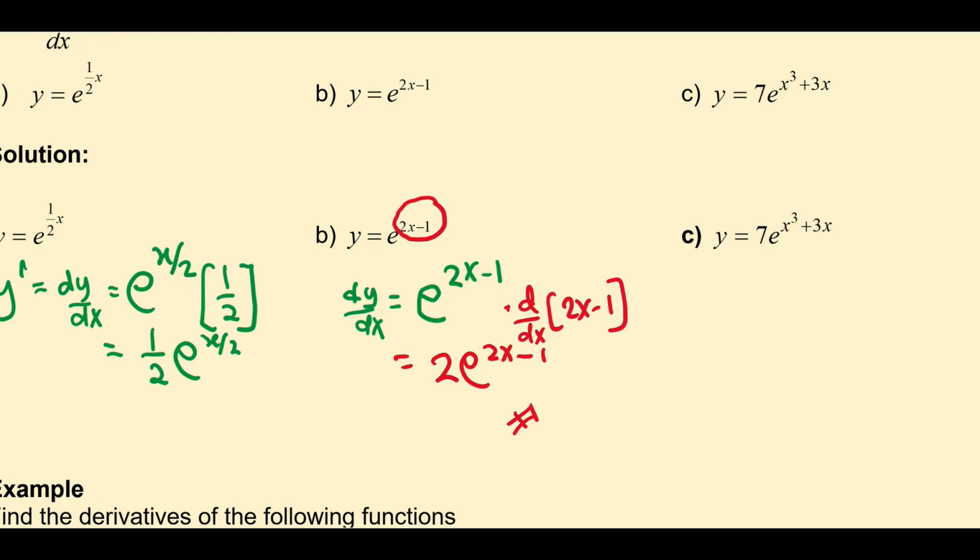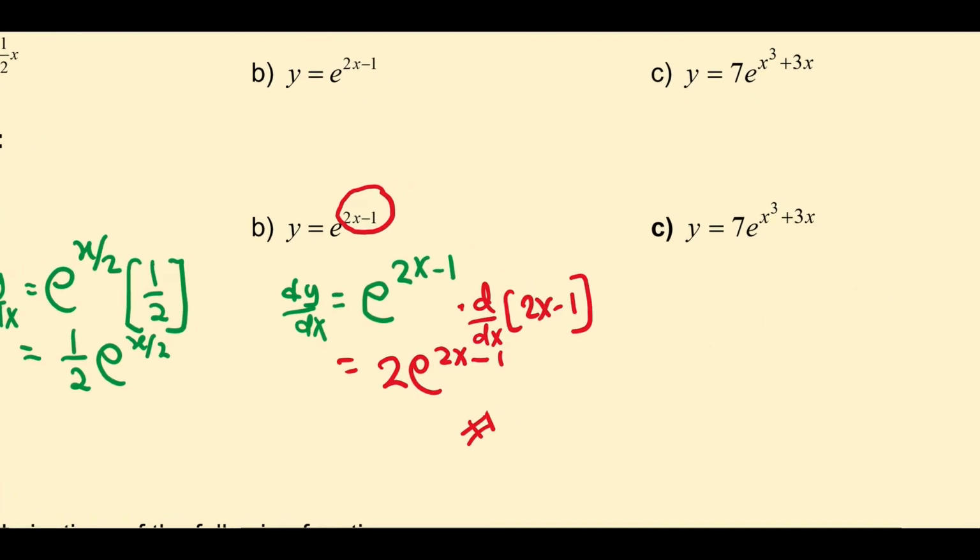Okay, what about C? If y equals 7 times e to the power of x cubed plus 3x, so dy/dx is equal to 7 times the derivative of e to the power of x cubed plus 3x. So the answer is e to the power of x cubed plus 3x.